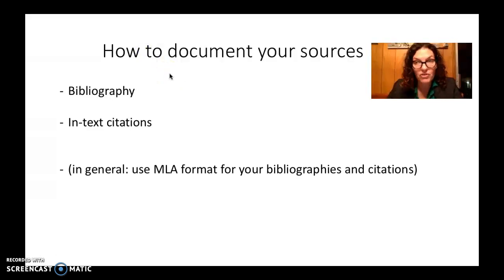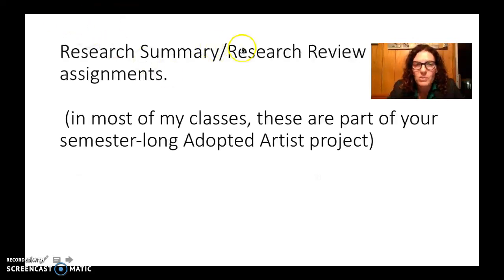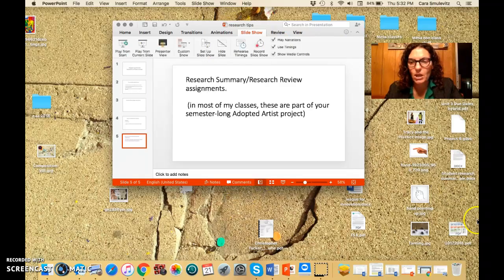The last thing I wanted to mention is that for my classes, specifically for contemporary art, for Art 100, the intro class, and for the Women in Art class, you're going to be doing a project where you have to do research summaries. Sometimes I call them research reviews. Sometimes I call them research summaries. They're the same thing. Those are for your adopted artist project. So, you adopted your artist and then I asked you to do research summaries. What that means is that you need to read an article or a book about your artist or about a topic related to your artist, and then you compose a research summary that includes these elements.